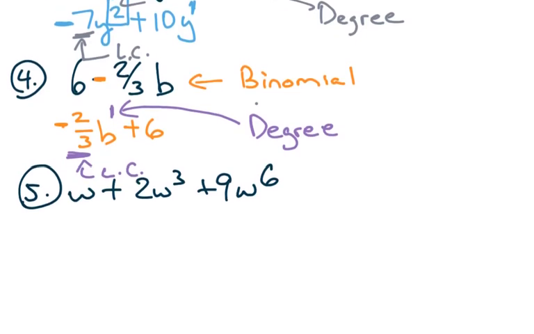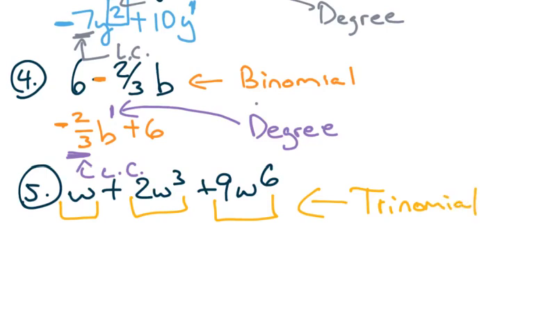Okay. The last one, and again, I'm hoping that if you are missing these but you start to understand it, you would pause the video and try it on your own. But in any case, this one has 3 terms, so we would call this a trinomial. If we were to rewrite it, we would write in descending order. It'd be 9w to the 6 plus 2w cubed plus w.